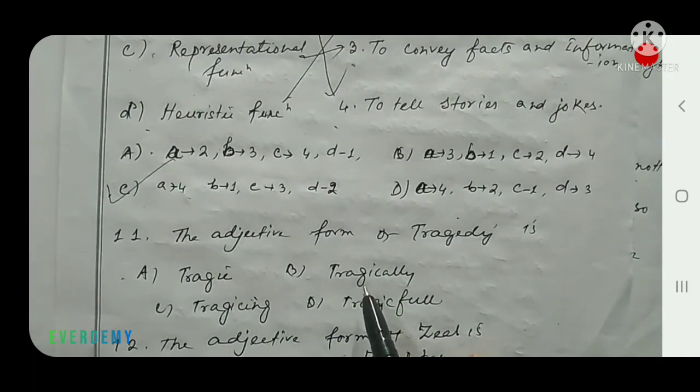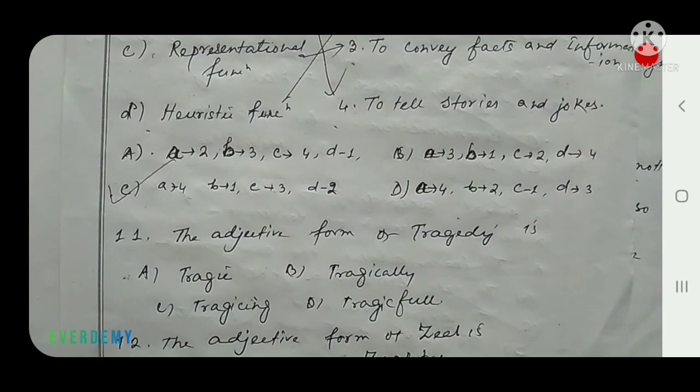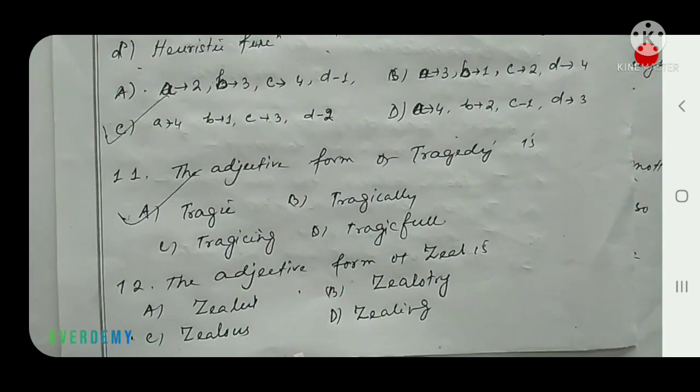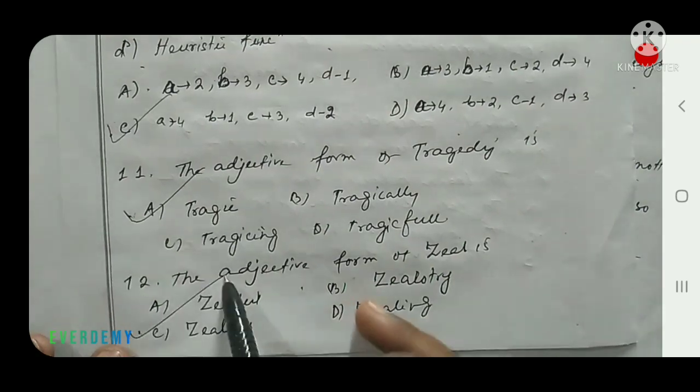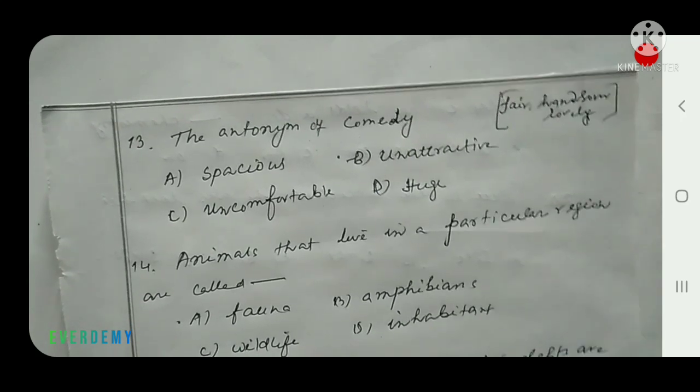Next question number 11. The adjective form of tragedy is tragic, tragically, tragicing, tragicful. So the adjective of tragedy is tragic. So A is the correct answer. Next 12. The adjective form of zeal is zealal, zealotry, zealous, zealing. So the adjective form of zeal is zealous. C is the correct answer.